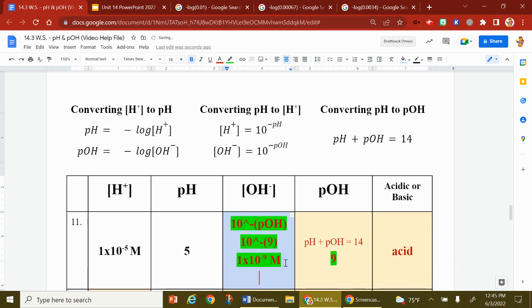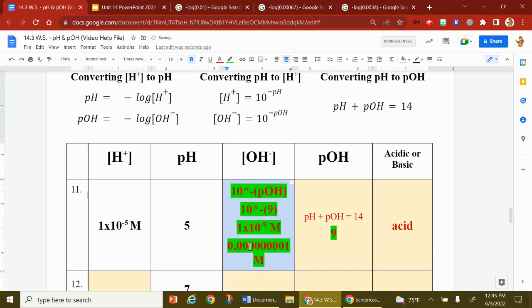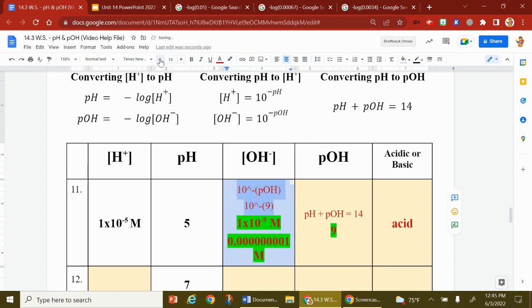In non-scientific notation, that's 0.000000001 molar. Okay, but of course you don't need to write that out all the way. You can just use the scientific notation. That's what we put it there for.